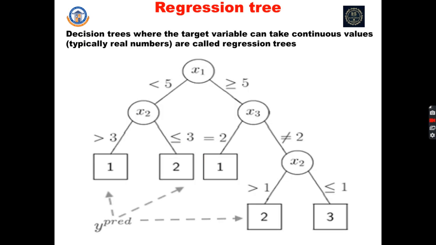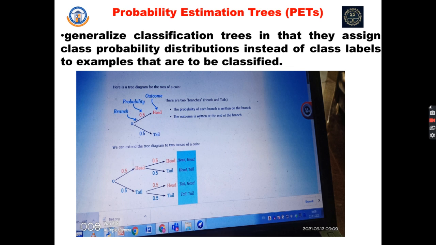Now the regression tree. A regression tree is nothing but a decision tree where the target variable can take continuous values, that is, typically real numbers, as you can see in the diagram. Then coming to probability estimation trees, here we generalize the classification trees in that they assign class probability distributions instead of class labels to examples that are to be classified.